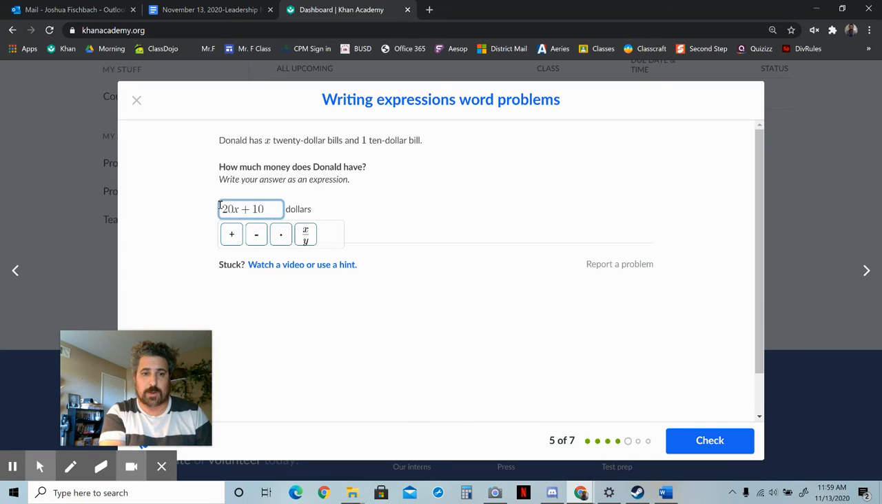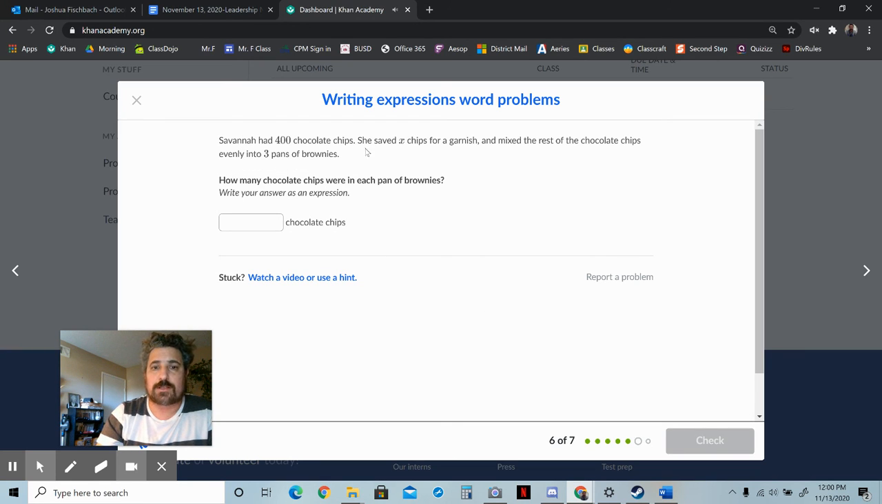So if he had one $20 bill, it's $20 plus the 10 he already had. Or if he had two $20 bills, it would be $40 plus the 10 he already had. So we can see that that number of $20 bills is dependent on how many he has, right? X. So 20 times X plus 10 is the total amount of money that Donald has.